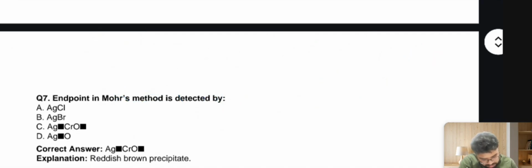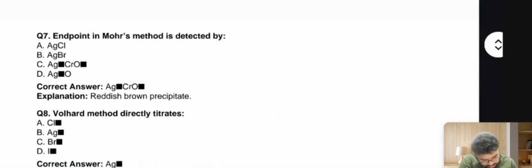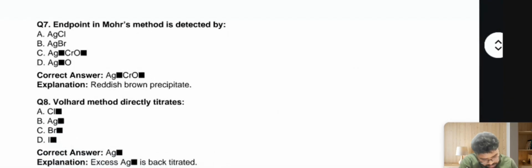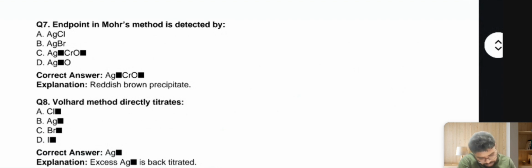Let's see question number 8. Volhard's method directly titrates with option A chlorine, B silver, C bromine, D iodine. The correct answer is silver. Explanation: excess silver is back titrated.